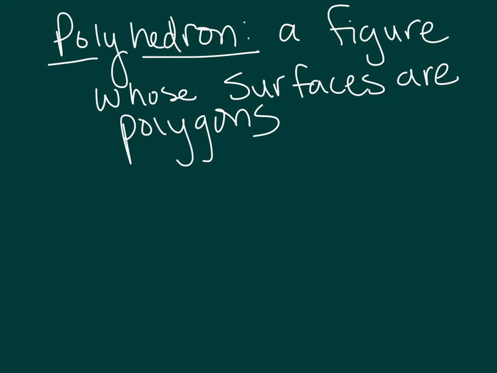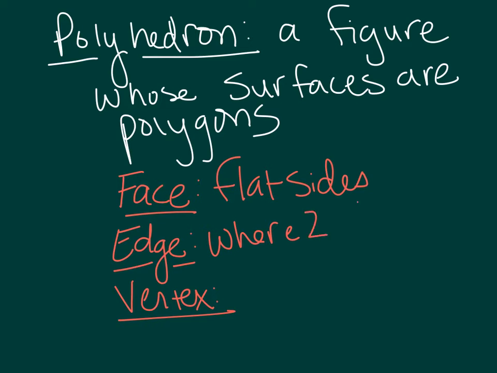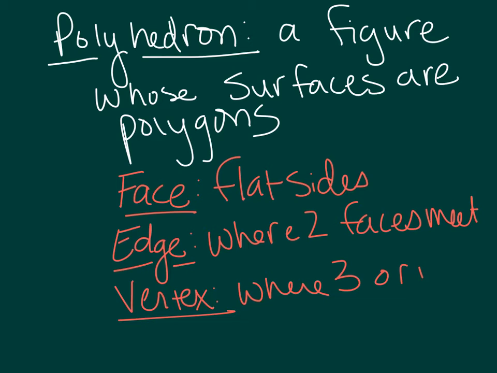Today, specifically, we are going to be looking at polyhedron, which are figures whose surfaces are polygons. As you may recall, we can refer to the parts of the polyhedron with the terms face, edge, and vertex. So the faces are the flat sides. The edges are where two faces meet. And the vertex is where three or more faces meet.